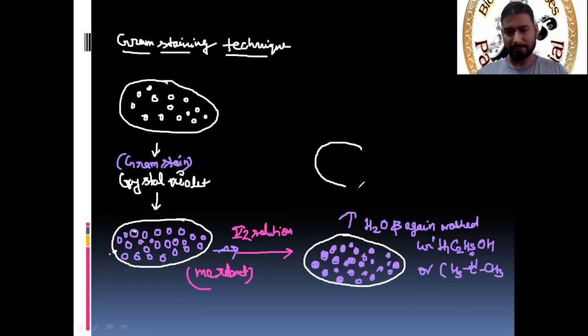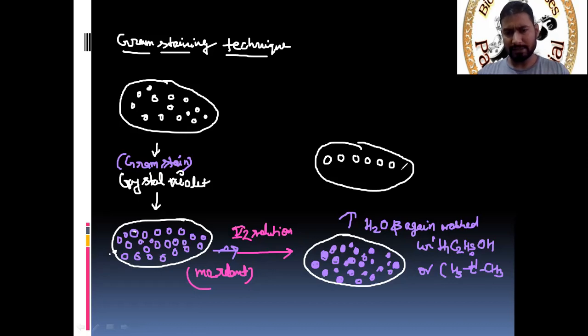Look, this is the Petri plate. In these bacteria, when the decolorizing agents, ethyl alcohol and acetone, were used for washing, a little bit of differentiation started. So after washing, what was the result? We got the result: there are two types of bacteria.